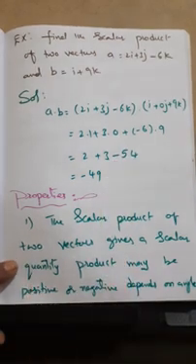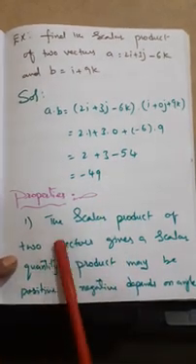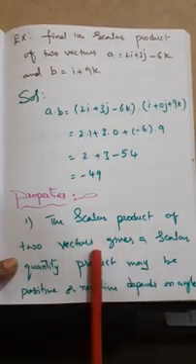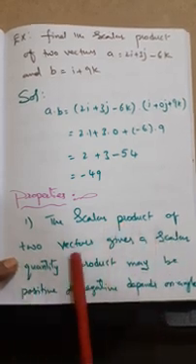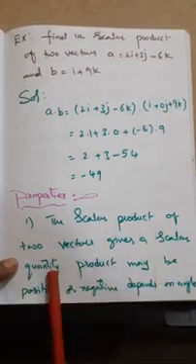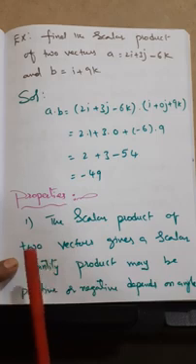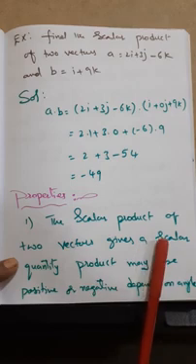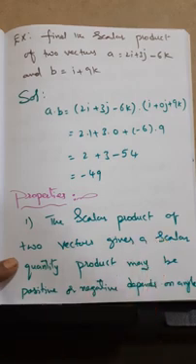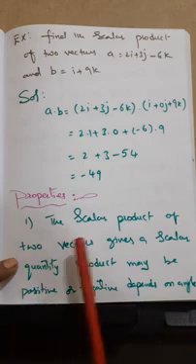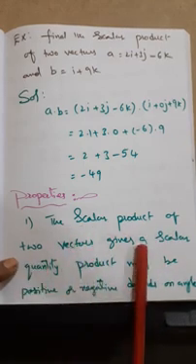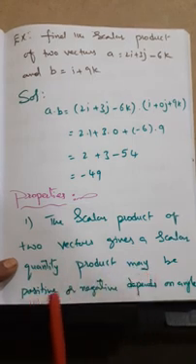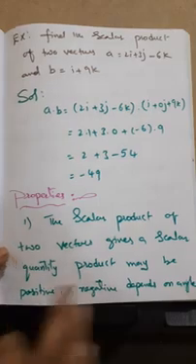Now we will see the properties of the dot product. The first property: the scalar product of two vectors, or you can say the dot product of two vectors, gives a scalar quantity. Just now I told you that the dot product of force and displacement gives the quantity work. Work is a scalar quantity, while displacement and force are vector quantities. So the scalar product of two vectors gives again a scalar quantity. The product may be positive or negative, it depends upon the angle only.